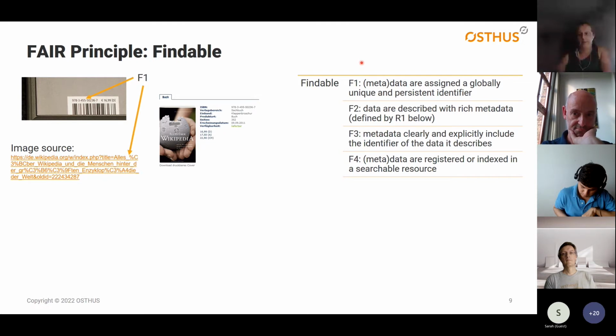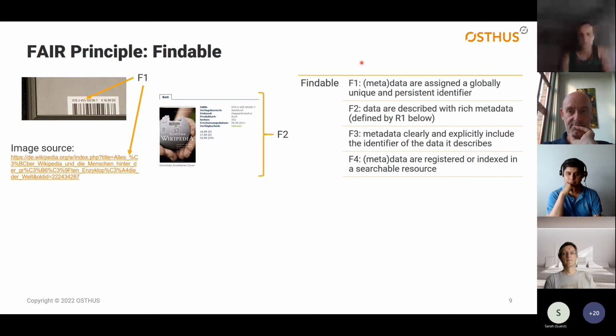F2 means the data is described with rich metadata. Rich metadata, of course, depends on the context, but for bibliography information it could look something like this. So we have the name, we have the publisher, what it costs if that's available, if it is available at all, for example.